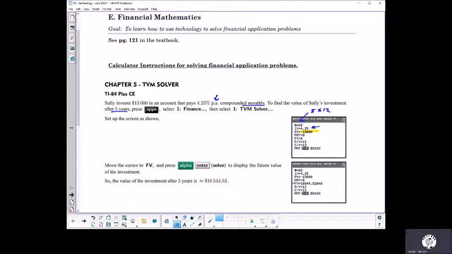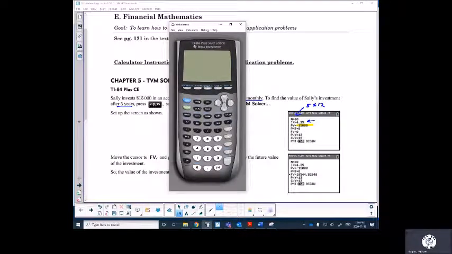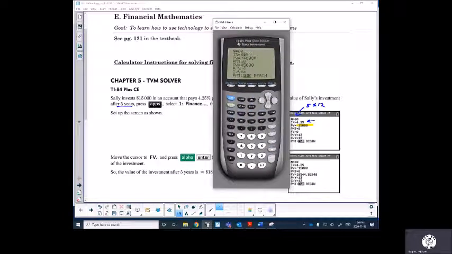Like I said before, alpha is a green button on the calculator, and written on the calculator in green by the enter button is the word solve. So we would do alpha enter, and that solves the problem for us. In N, I'm going to put 60, because that's the number of months, the number of compounding periods. The interest rate is 4.25% per annum.